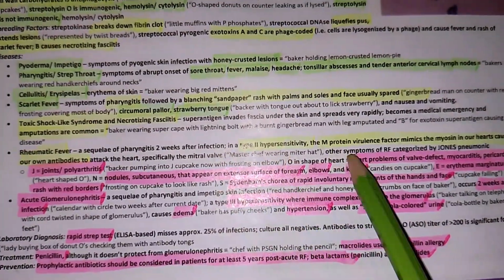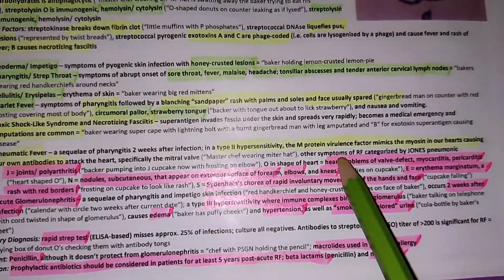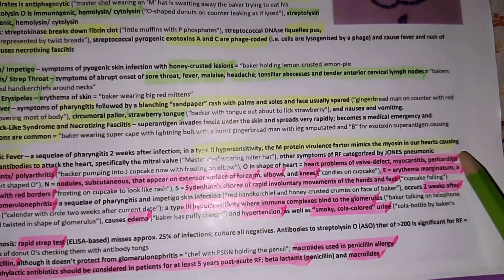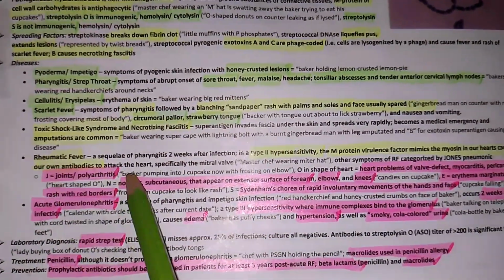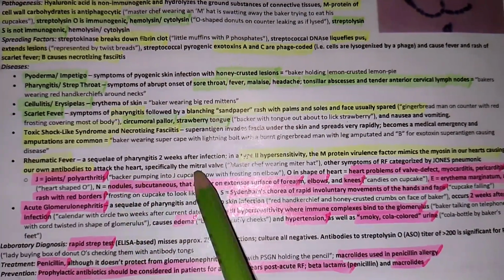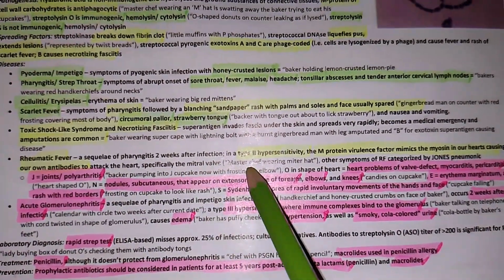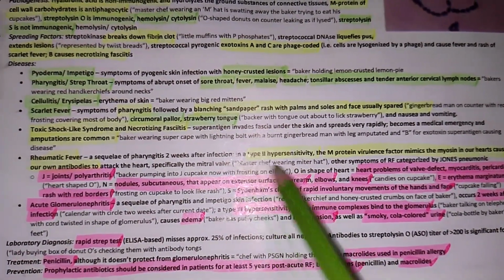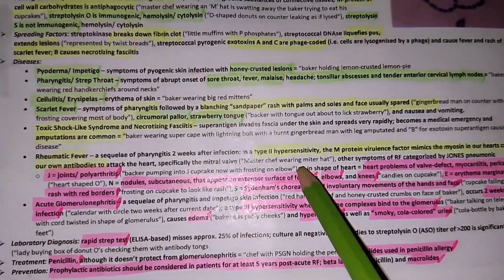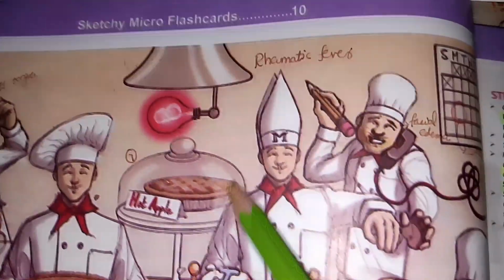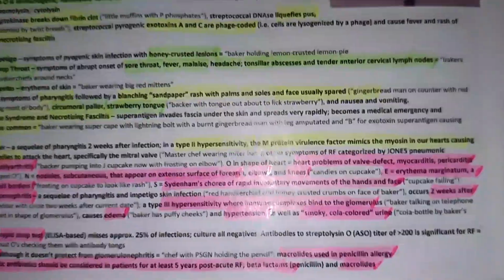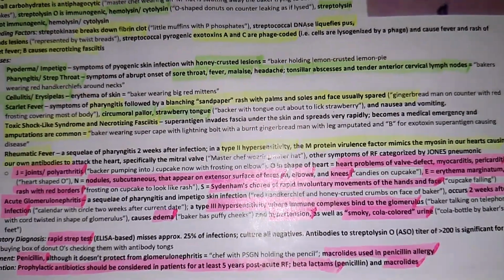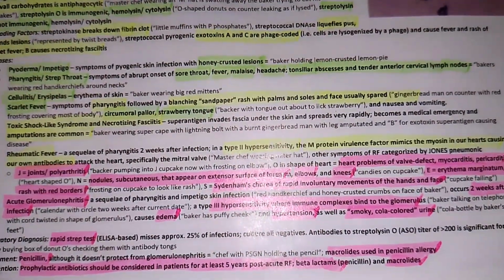In a type 2 hypersensitivity, there is an M protein that mimics the myosin in our heart and causes our own antibodies to attack the heart, specifically the mitral valve. And how it is represented by the mitral valve, that the master chef is actually wearing the mitre hat. So this is represented by the mitral, that it will cause the damage to the mitral valve.